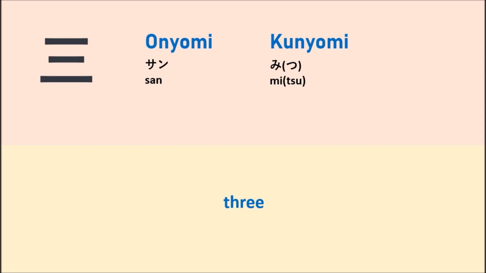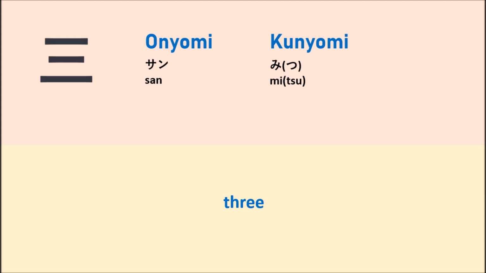Today we are going to learn how to read the onyomi reading like sang, and the kunyomi reading mi, or you can say mitsu. This kanji has the meaning of three. That means when you put something together until it becomes three, you can use this kanji to express the meaning.